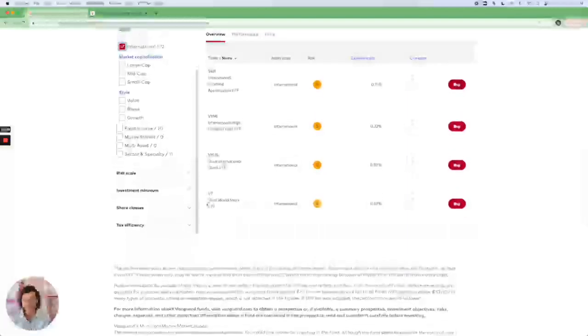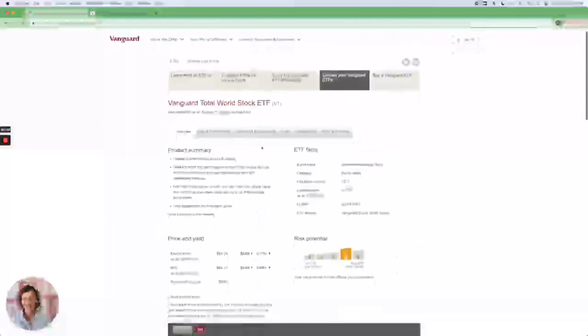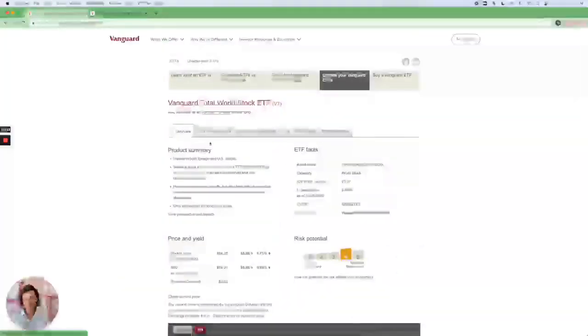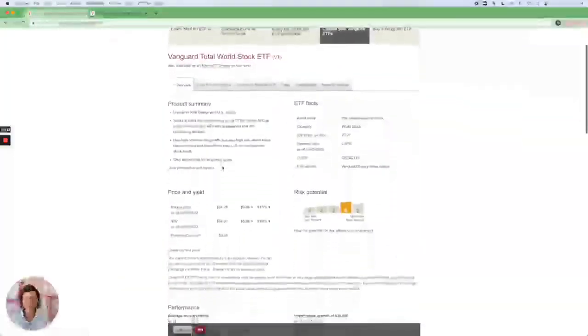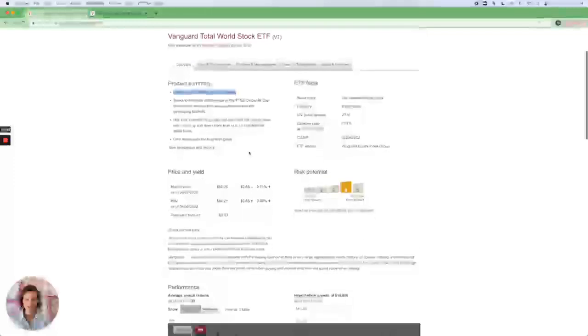This one, total world stock ETF, is another super broad ETF. And if you ever want to know exactly what's in it, you can just click on it, and it will pull up an overview of the ETF. So you can see exactly what's in it. This one has both foreign and US stocks. So this really is another super broad one. You'd basically invest in this and be done with your stock allocation. You can see the expense ratio here of 0.07.